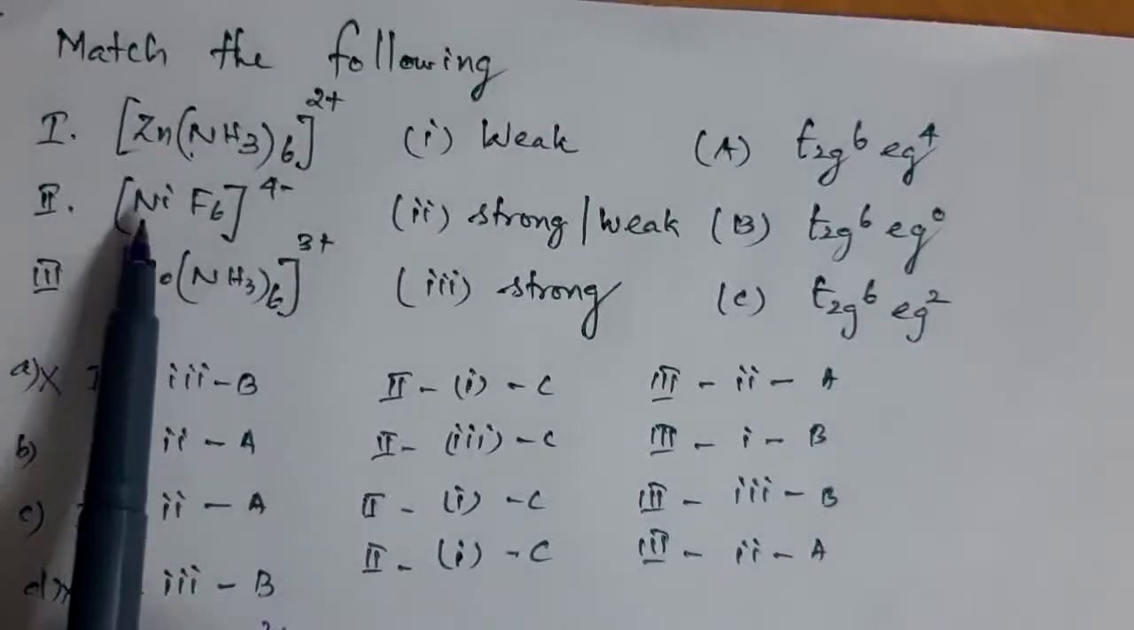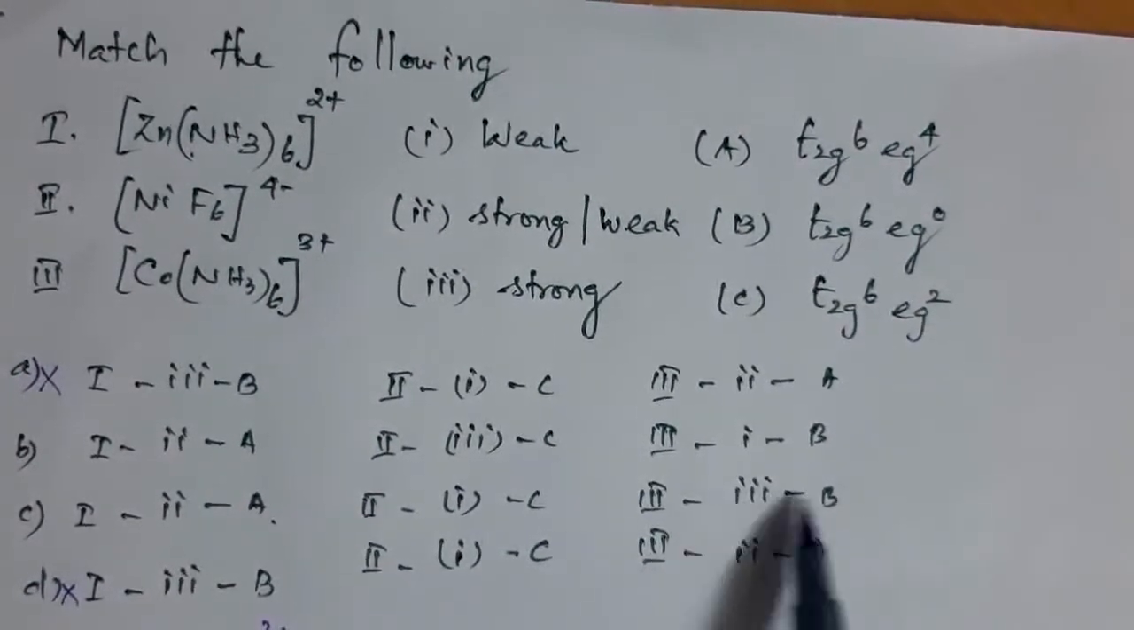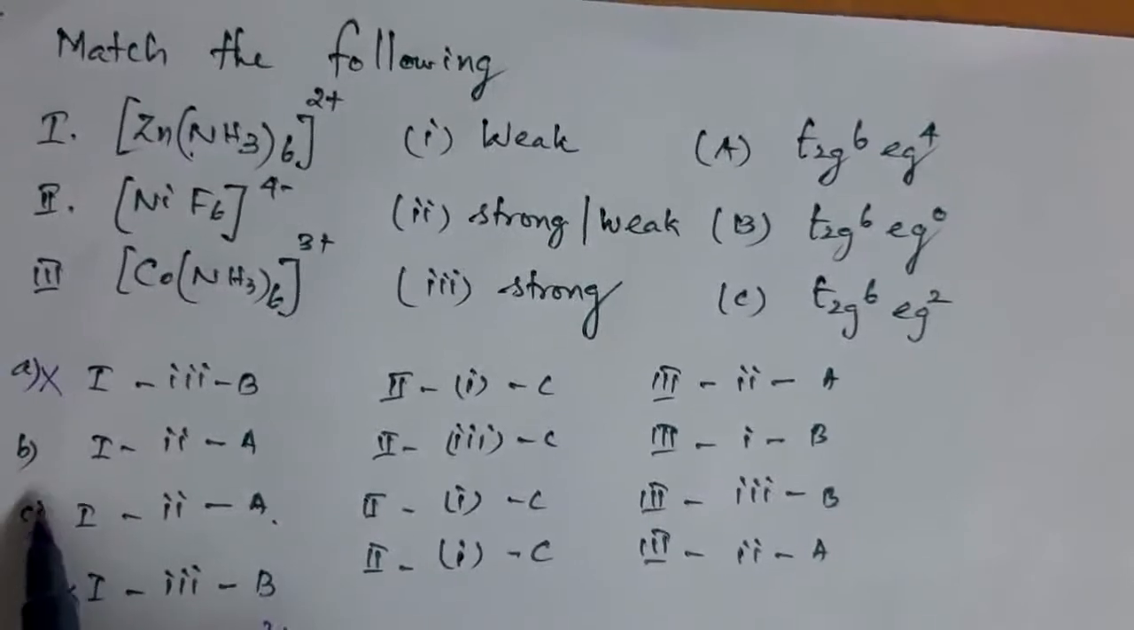Then compare your nickel. Nickel is a d8 configuration. So it is t2g6 eg2. So C is the correct answer. And strong bases. Okay, so your option is C.